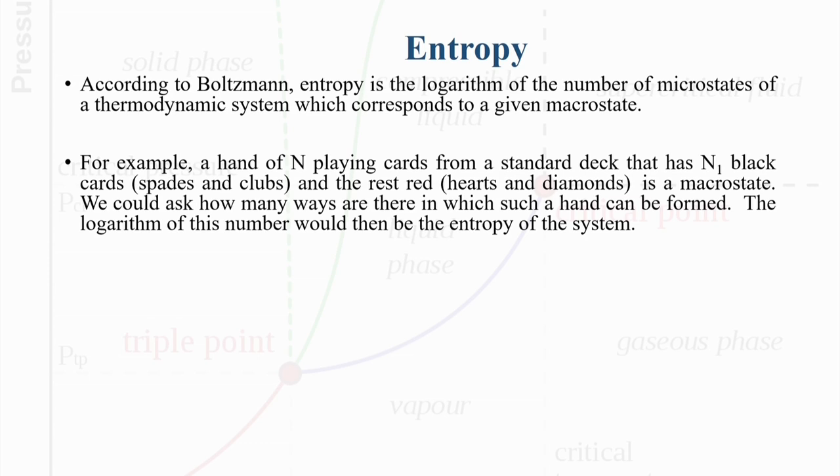So, this particular set of cards would describe a microstate. The idea that you have n1 black cards and n minus n1 red cards is actually a macrostate. Now, if you are able to fix the macrostate, namely you fix n1 and you fix n minus n1, so you have decided to fix the total number of black cards in your hand and the total number of red cards in your hand.